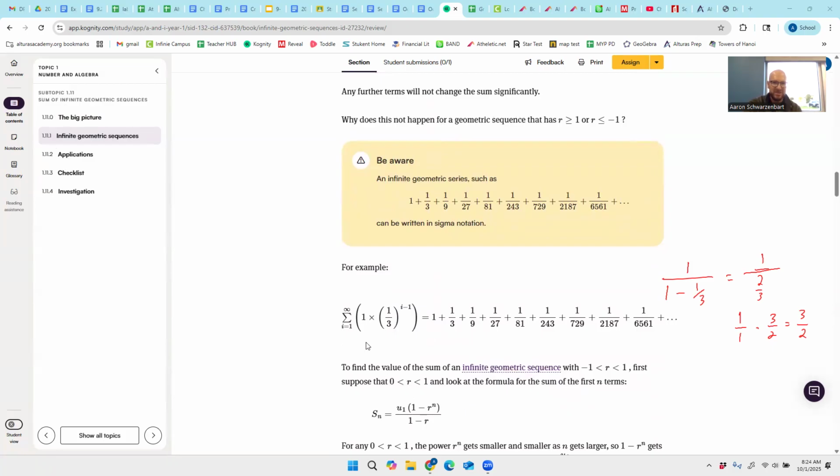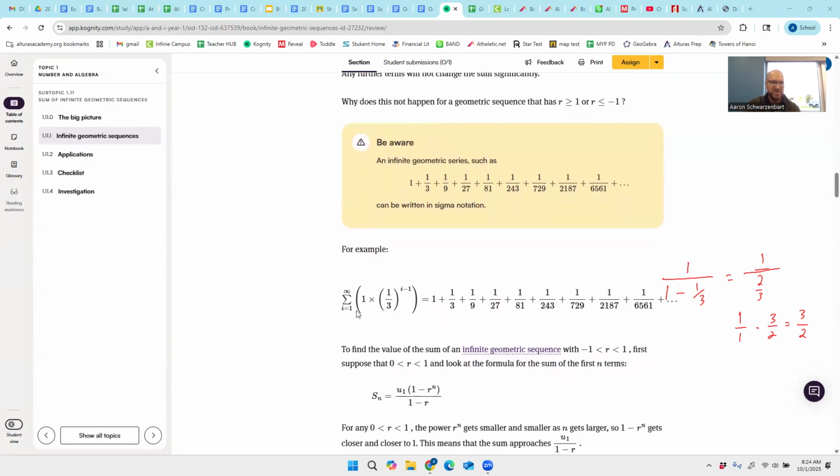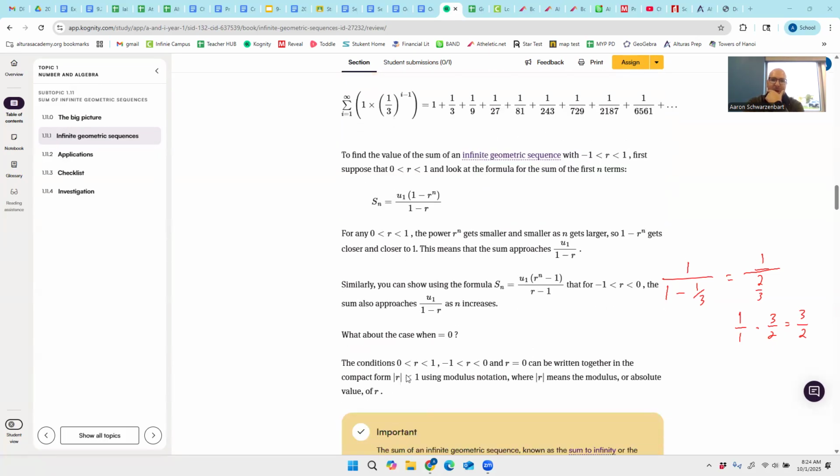It doesn't work otherwise. Here is this thing in summation notation. Same sequence. Starts at 1, goes to infinity. 1 times 1/3 to the i minus 1. Wait, what?